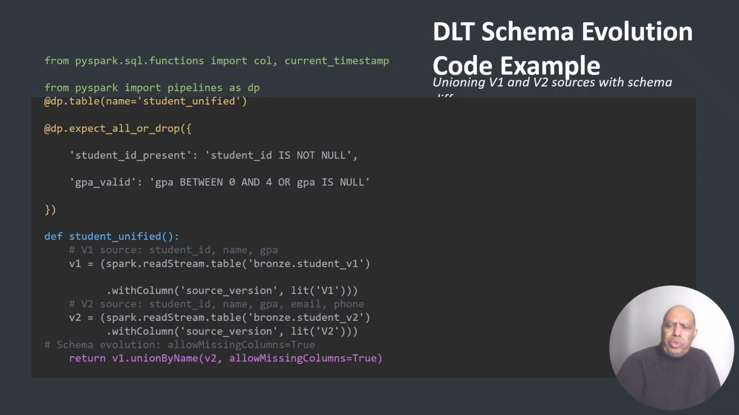Historical V1 records loaded fine with nulls for the new columns. New V2 records have everything, and your quality rules are still enforced. Student ID is required, GPA is validated. This is production-ready schema evolution: clean, safe, and governed. Now, let us look at what actually happens to the data.